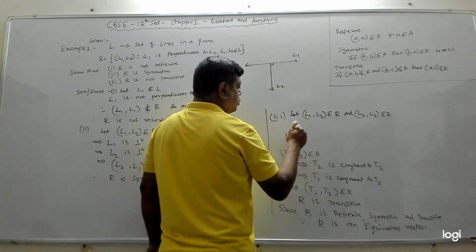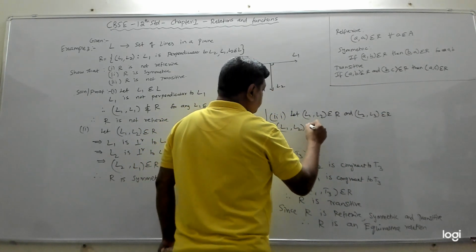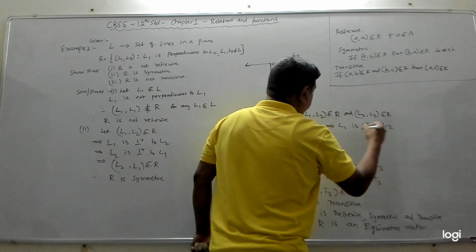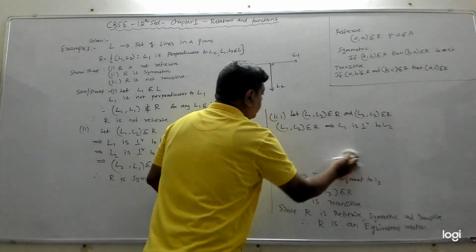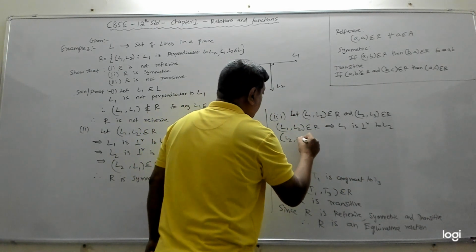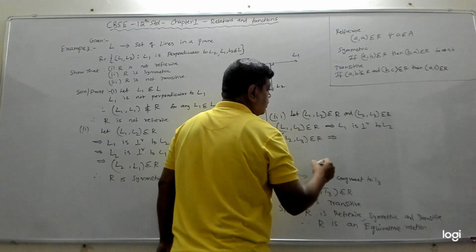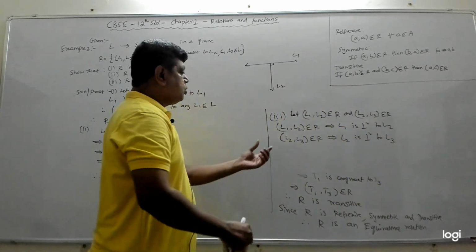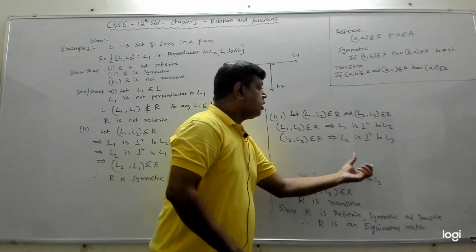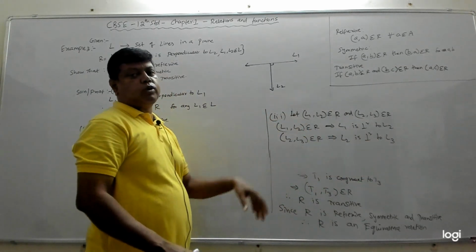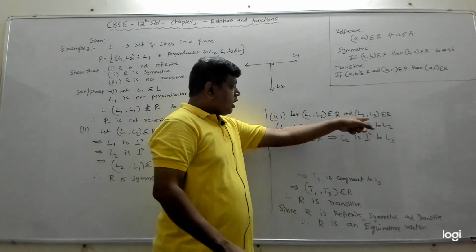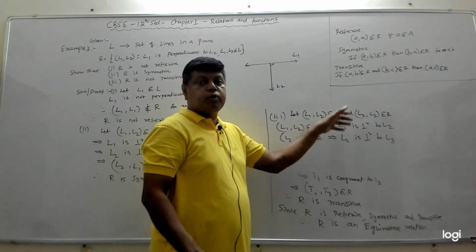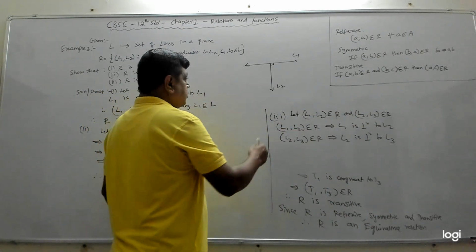When L1 comma L2 belongs to R, this implies that L1 is perpendicular to L2. That is the meaning of this. And again, L2 comma L3 belonging to R implies L2 is perpendicular to L3. Whenever you say this element is in R, it means this condition is true. So L2 comma L3 is in R, which means L2 is perpendicular to L3. Similarly, L1 comma L2 is in R, which means L1 is perpendicular to L2.